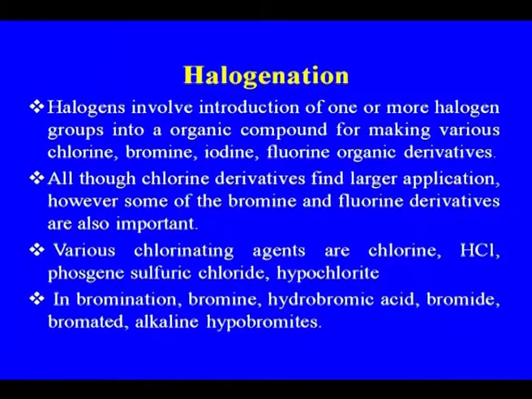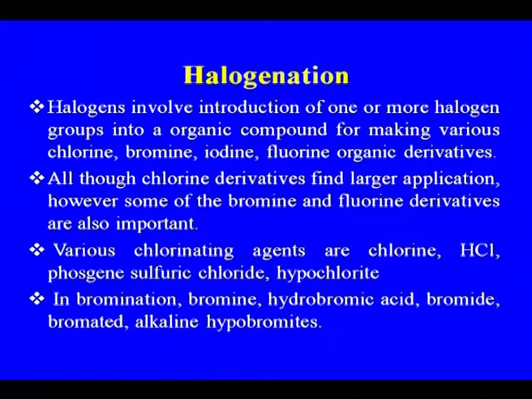Halogenation is also a very important reaction in the chemical industry, because many of the halogenated products are used in some form or other. Halogenation involves introduction of one or more halogen groups into an organic compound for making various chlorine, bromine, iodine, and fluorine organic derivatives. One very important reaction is the manufacture of vinyl chloride through ethylene dichloride. Ethylene dichloride is again produced by the chlorination of ethylene.